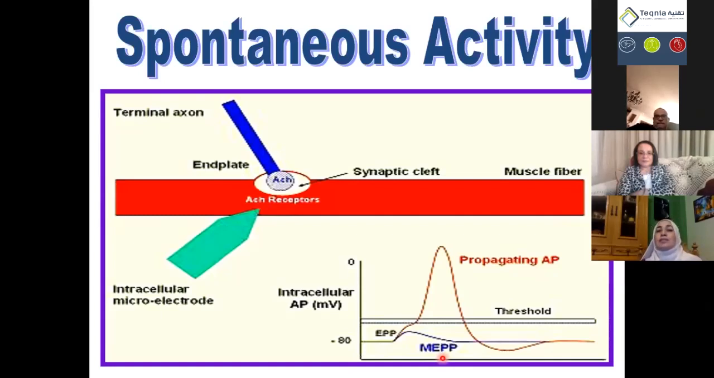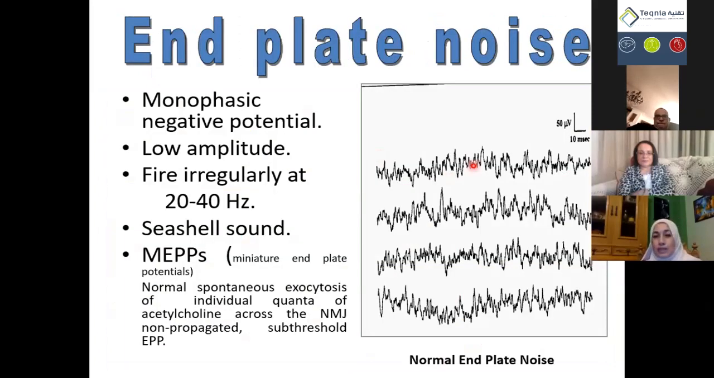And this is called the end plate noise. As we see here, end plate noise is monophasic, negative potentials of low amplitude, firing irregularly due to miniature end plate potentials. These are miniature end plate potentials. And this is normal. If I just remove my needle from this site with minimal adjustment, it will disappear.